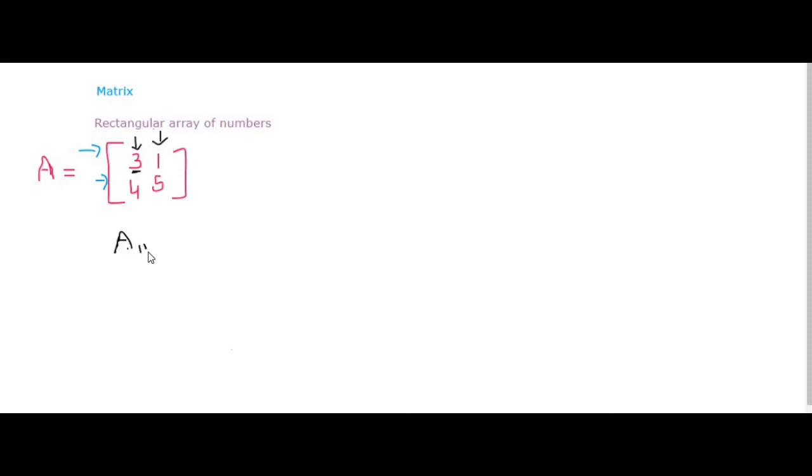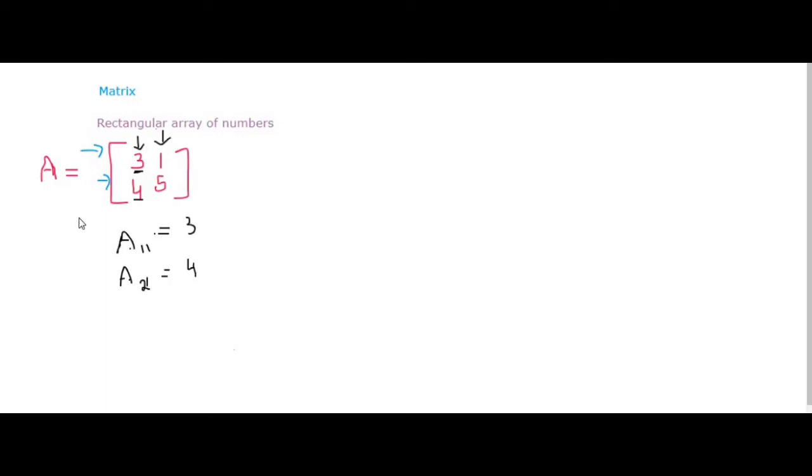If we want to take an element out of the matrix, we have to specify its position in that matrix, that is its row index and column index. For example, if we want to take 3 out of this matrix A, we have to specify which row it is and which column it belongs to. 3 belongs to the first row and first column, so we write A11. Similarly, if we want to take 4 out of this matrix, we have to specify its row, which is the second row, and its column, which is first. So A21 is 4.